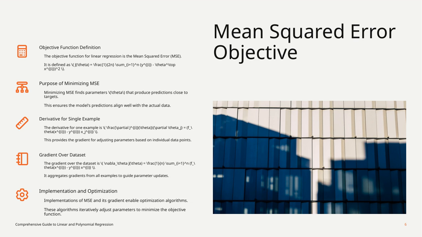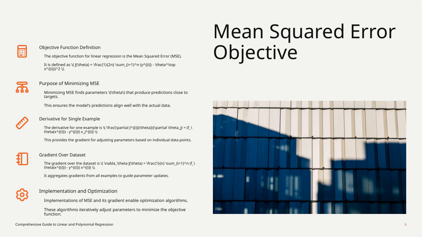Now, thinking about the gradient over the dataset, it's calculated as the average of the individual gradients from each example. The formula is the sum over all data points of the difference between our model's prediction and the actual value, multiplied by the input features. This aggregation helps direct our parameter updates in a way that reduces the overall error.